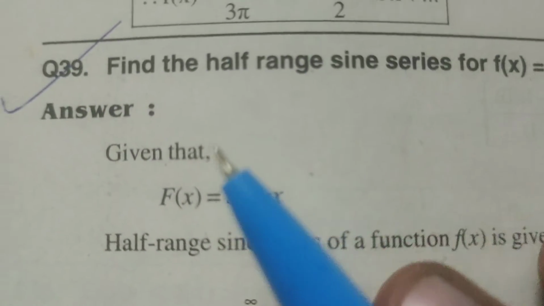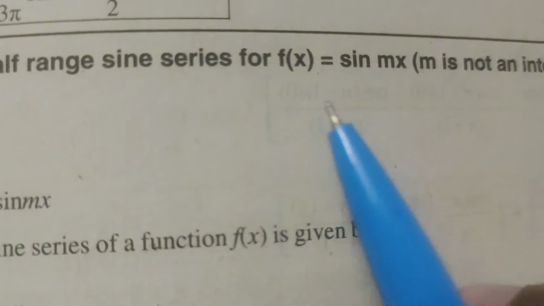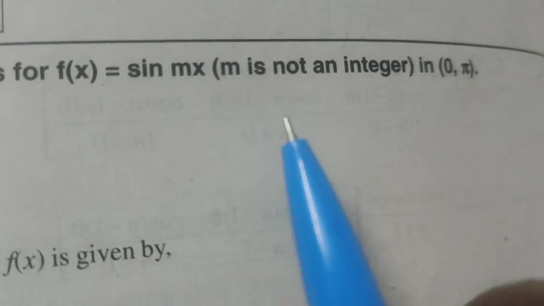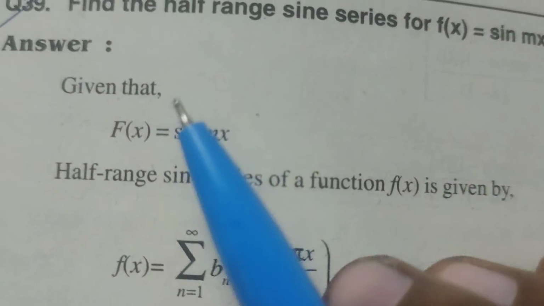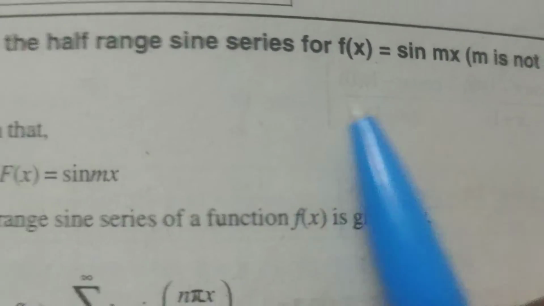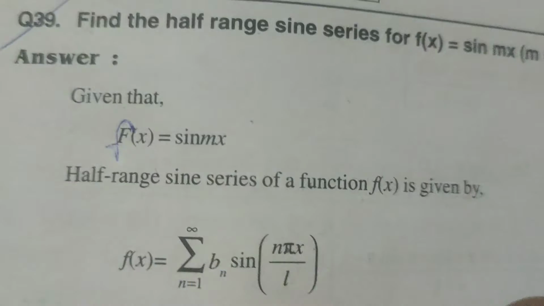Now today we are going to find the half range sine series for f of x equals sine mx. Here m is not an integer. The interval is 0 to pi. First of all, the given function is f of x equals sine mx.